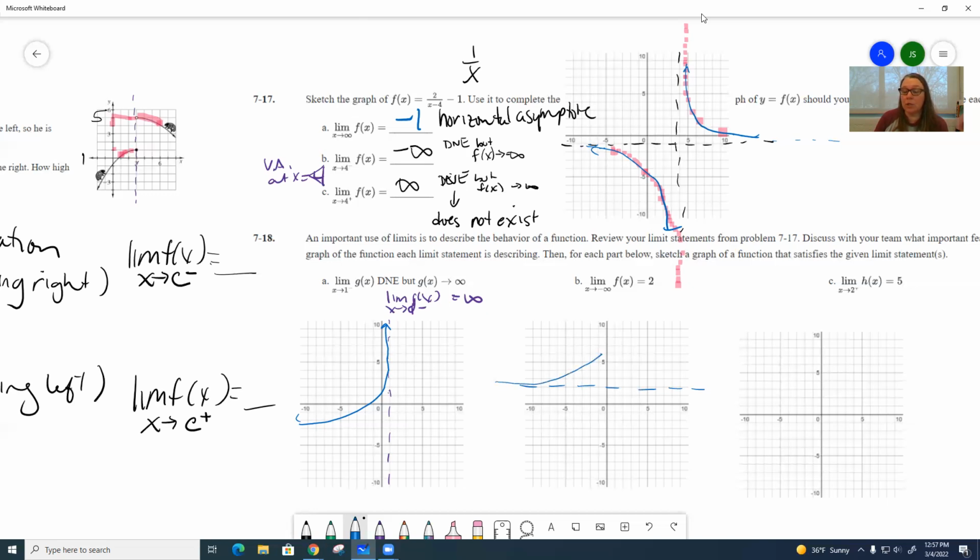And again, this could be doing all sorts of wonky things, or it could just kind of shoot up, or it could go like this. It doesn't matter. But as I go to the left, I have to level off at 2. So limits are like what happens eventually, or what it gets really close to.